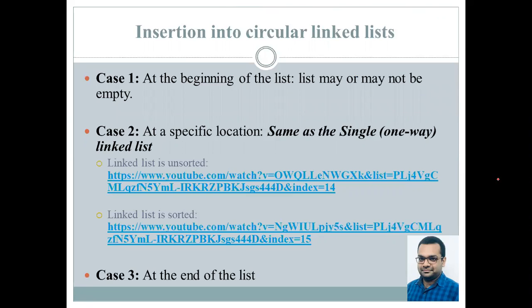Now, insertions into the linked list. Again, we'll consider four cases similar to the case of the singly linked list. Case number one will pertain to insertion of a new node at the beginning of the list. The list may or may not be empty. Case number two will pertain to insertion at a specific location within the linked list. This is the same as the singly or one-way linked list cases that we have considered.